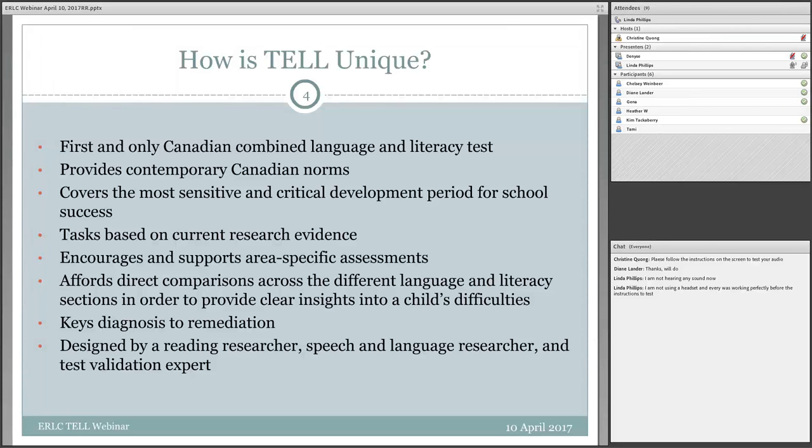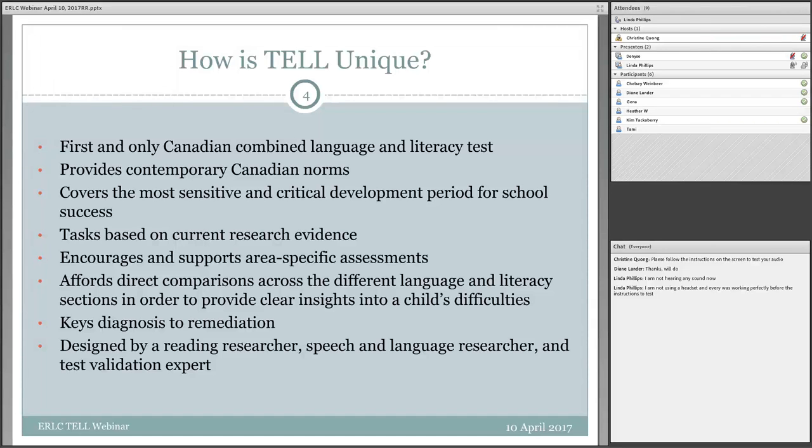TEL provides contemporary Canadian norms. For approximately the last two decades, Canadian children have outperformed American children on virtually every measure of reading. Canadians rank among the top five countries in the world, and the U.S. ranks around the 20th. Yet, our Canadian children are frequently tested on American tests with American norms, and sometimes those norms are outdated. Consequently, Canadian children having problems with reading and language are under-identified because Canadian children consistently outperform American children. Thus, American test norms are not valid for today's Canadian children.